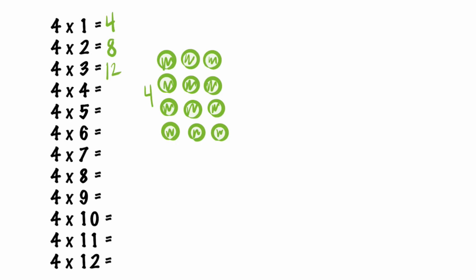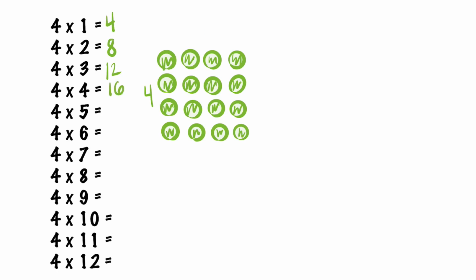Let's try 4 times 4. That means we need 4 rows of 4. Let's label that 4 times 4. And now let's count it up. We have 12, 13, 14, 15, 16. So the product is 16.